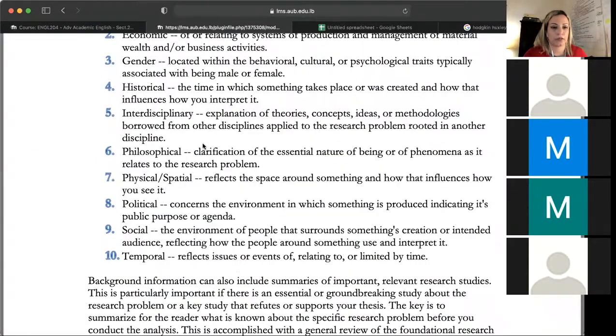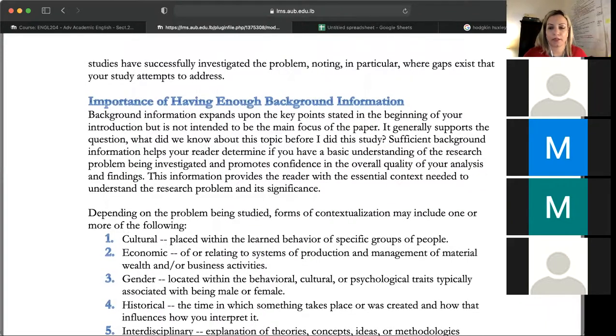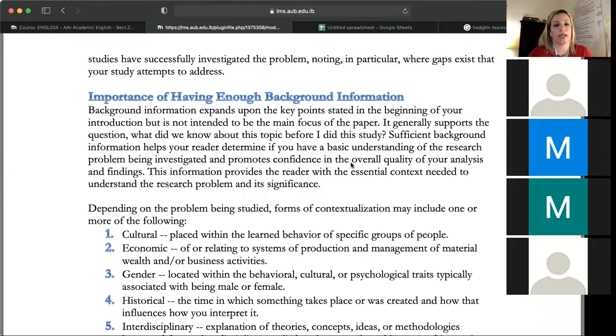Okay, what else do I need to tell you? Let's concentrate on this part over here. So the background information expands upon key points stated in the beginning of your introduction, but it's not intended to be the main focus of your paper. It supports the research question and what did we know about this topic before we started studying it. It helps your reader determine if you have a basic understanding of your research problem being investigated, and promotes confidence in the overall quality of your analysis.